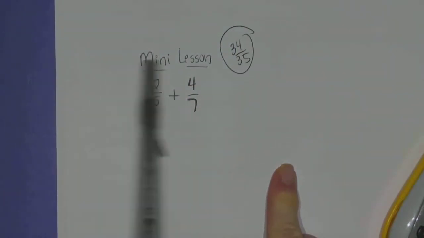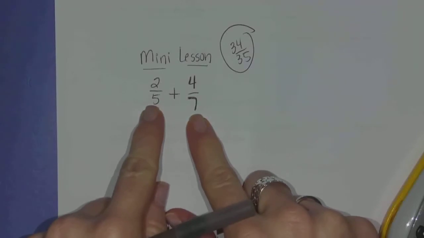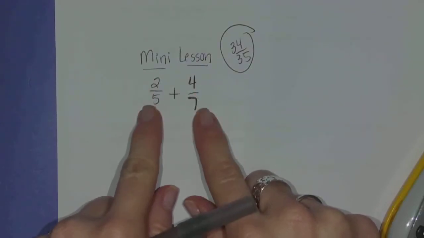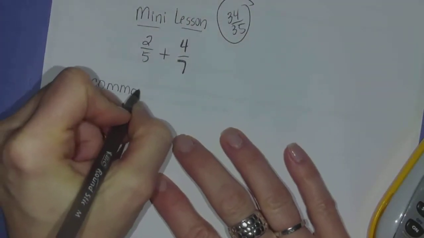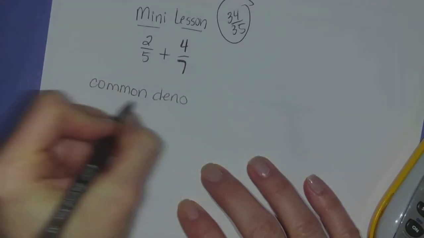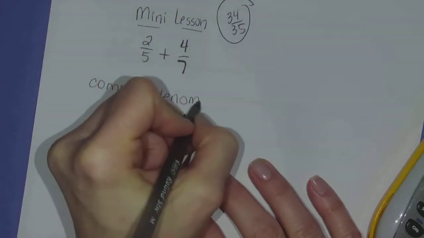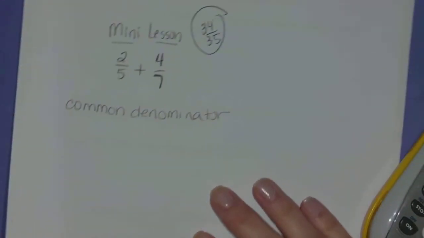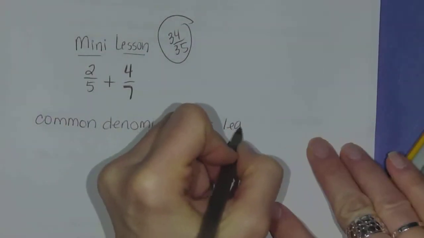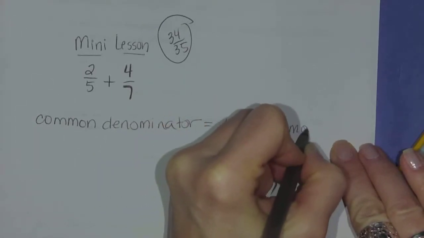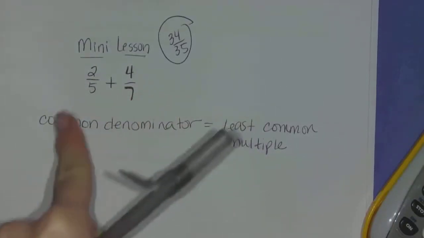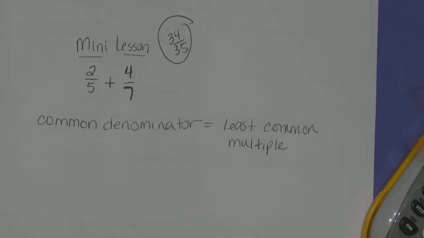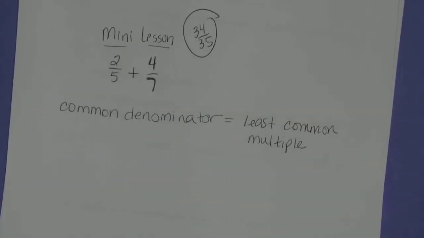But let's not forget why the calculator's spitting that out. What's actually happening? Well, what's happening is you can't add fractions unless you have a common denominator. Common denominator, which is something like two words I throw around pretty frequently. Common denominator really is the least common multiple of the denominators at hand. So to get a common denominator, you find the least common multiple.